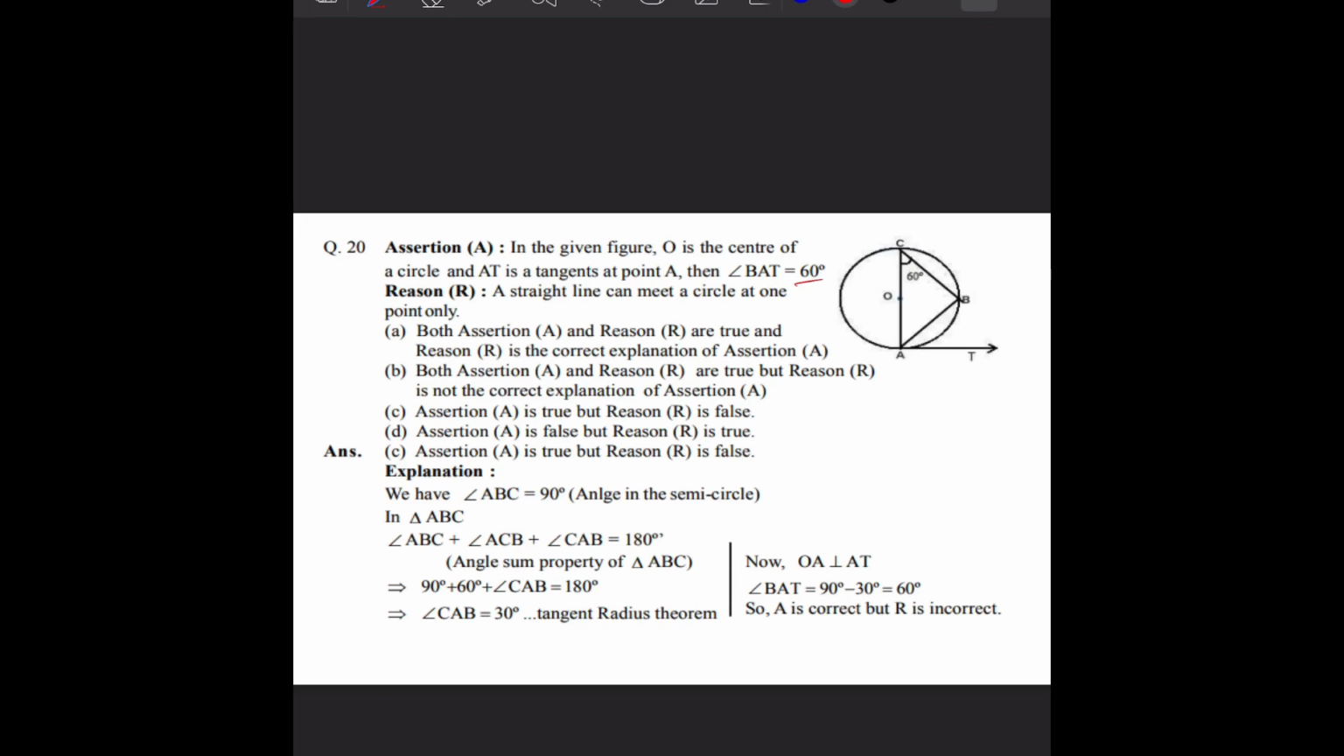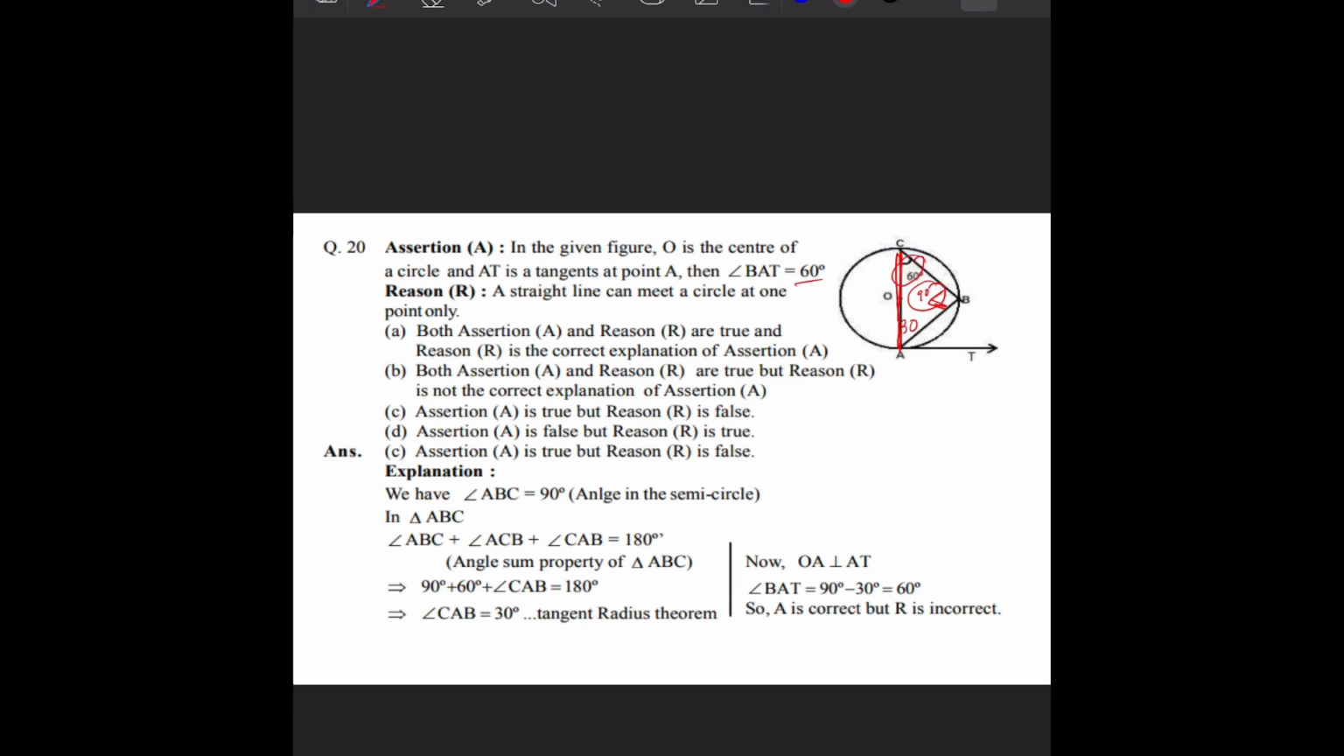Angle in a semicircle is 90 degree. We all know angle in a semicircle is 90 degree. Why angle in a semicircle? This is a diameter. Angle in semicircle is 90. By angle sum property, if this is 60, this is 90, this has to be 30.